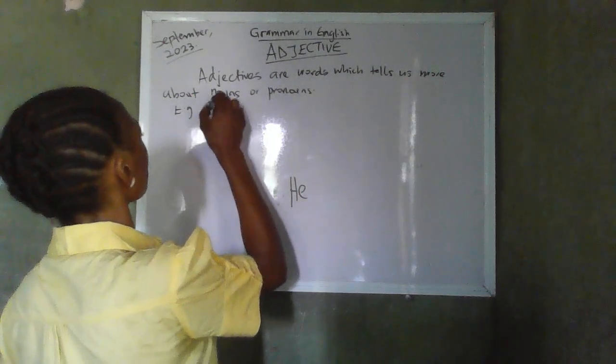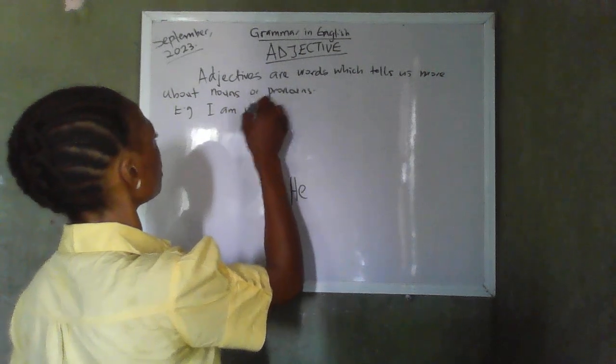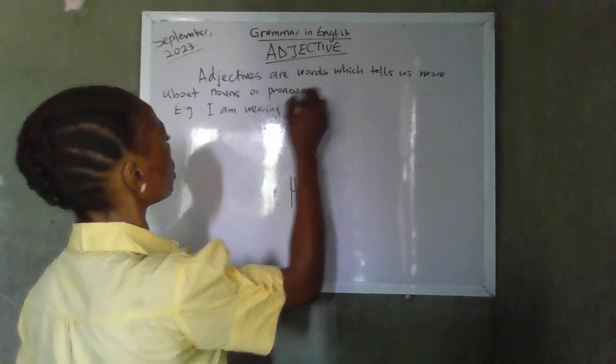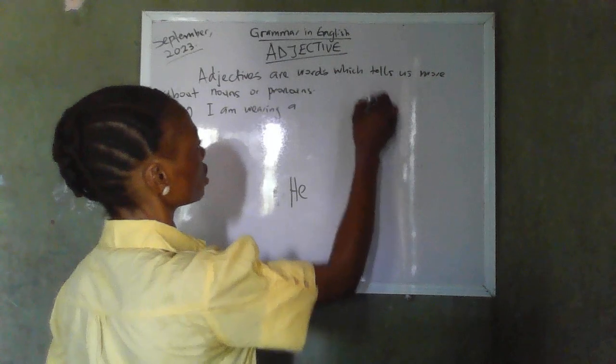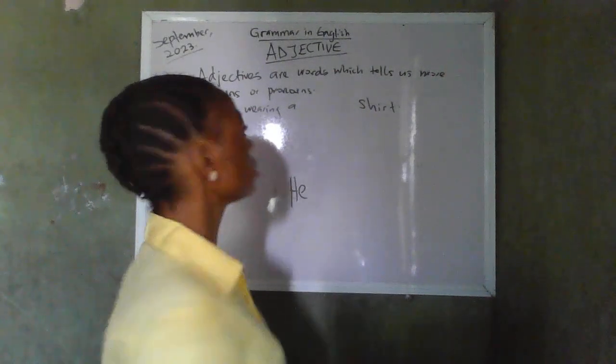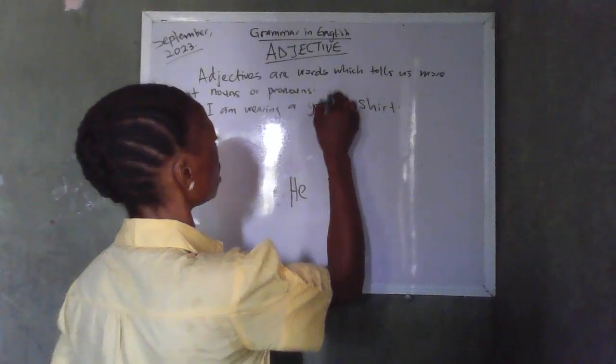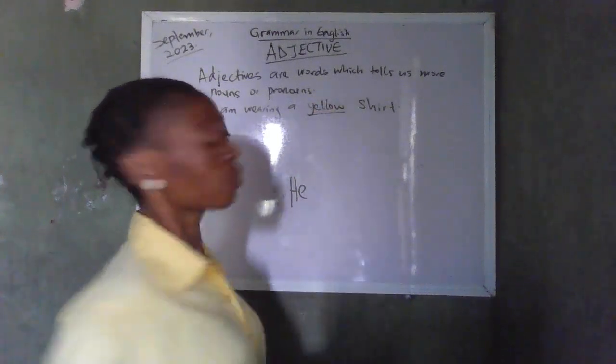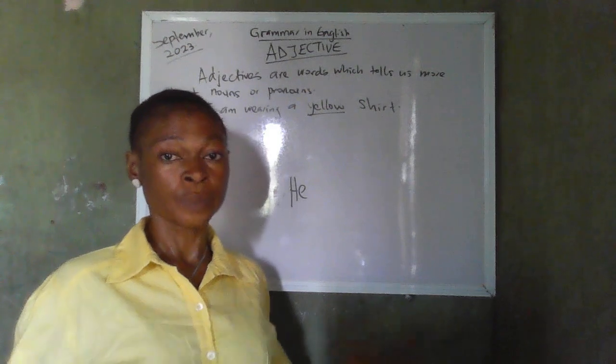E.g., I am wearing a shirt. Telling us more about the shirt I'm wearing is the word yellow. Is that understood? And so on.